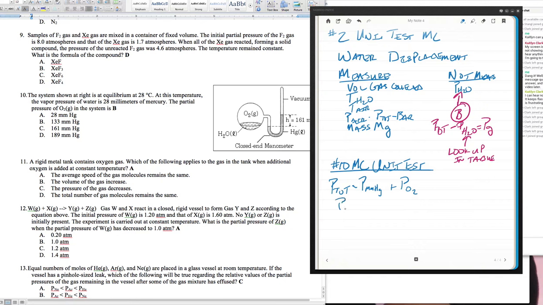So the partial pressure of the O2 is equal to the total pressure minus the pressure in millimeters of Hg. And the total pressure is what you would get from the picture. They had this picture on there.